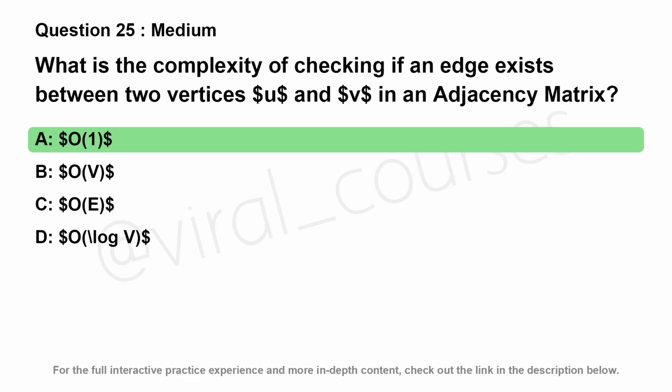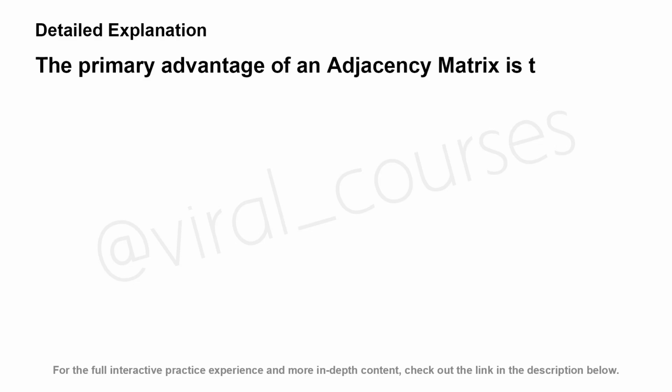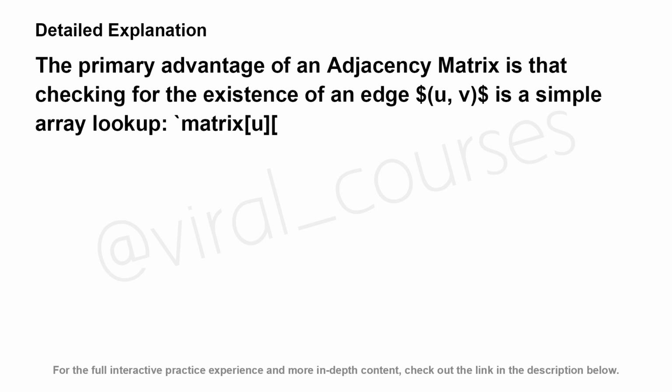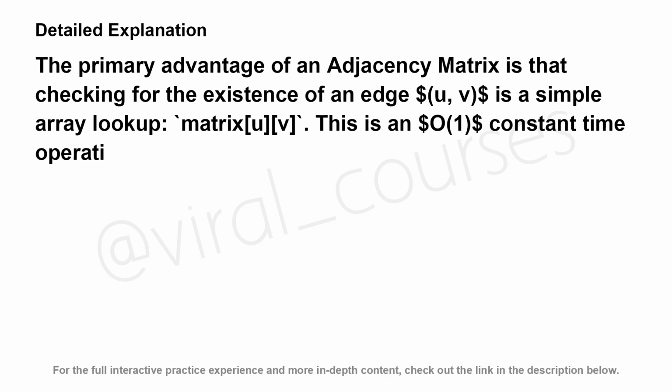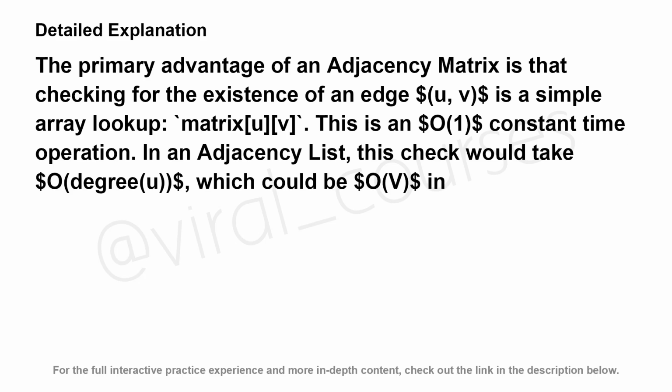The correct answer is A. The primary advantage of an adjacency matrix is that checking for the existence of an edge (U, V) is a simple array lookup, matrix[U][V]. This is an O(1) constant time operation. In an adjacency list, this check would take O(degree(U)), which could be O(V) in the worst case.